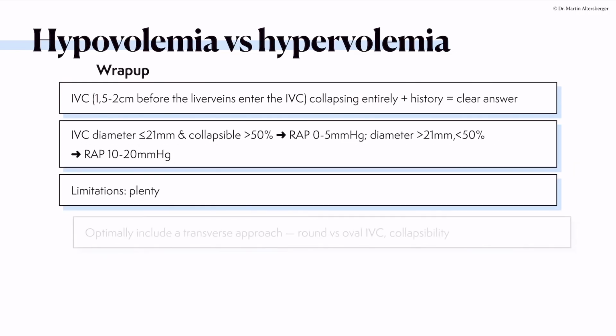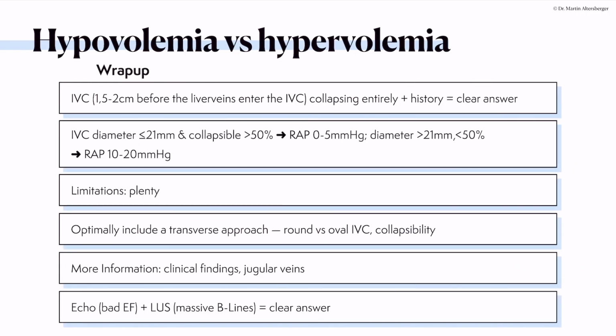How can we differentiate? To wrap it up for now, the IVC gives important clues, especially if it's collapsing entirely, if it's really small. Plus, in the previous case we had a history, we have a clear answer. This is most likely not hypervolemia, but if it's collapsing entirely, if it's very, very small, it's hypovolemia. Depending on the IVC diameter, if it is above or below 21 millimeters, or equaling 21 millimeters, and the collapsibility, we assume right atrial pressures.